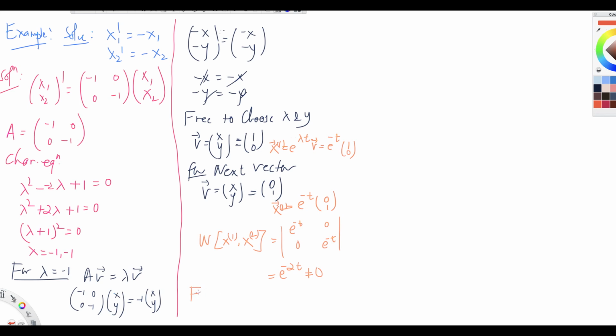So the fundamental set of solutions is vector x equals c1 e to the negative t times (1, 0) plus c2 e to the negative t times (0, 1). This is basically the fundamental set of solutions. Okay, guys. Now, what do you think will happen to the stability of the origin?